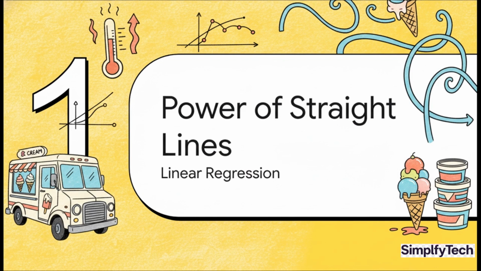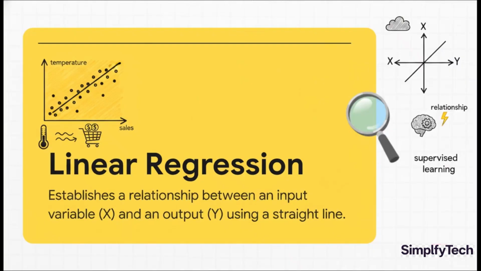So, to get us started, let's imagine an ice cream truck owner named Jeff. Now, Jeff knows his business. He knows that when the temperature goes up, his sales usually go up too. But he wants to get smarter about it. He wants to use his data to predict exactly how much ice cream he's going to need on any given day. Jeff's first tool, his go-to, is linear regression.